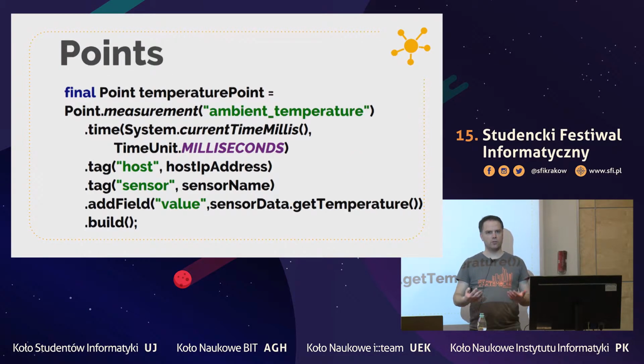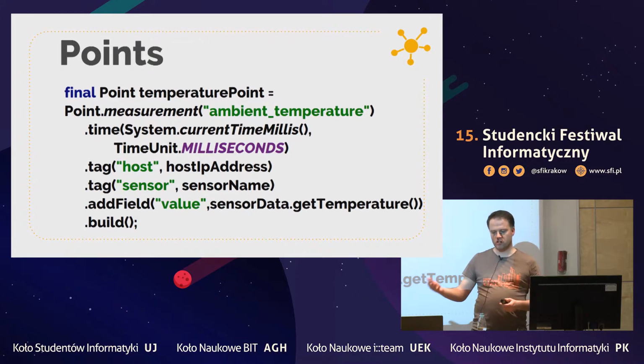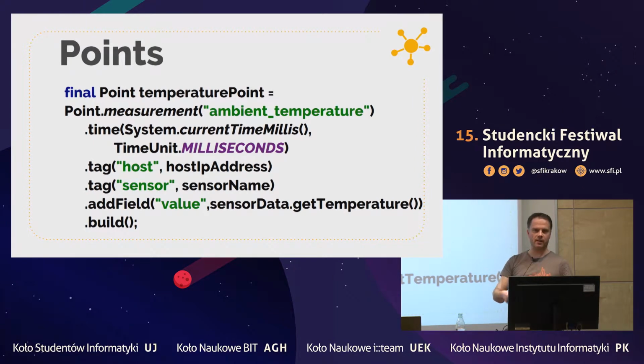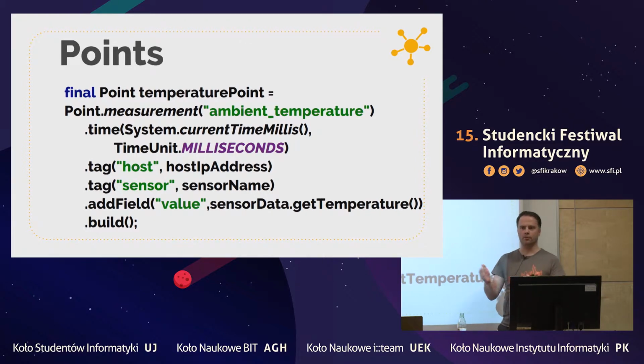To do that, we use the notion of points. A point is basically one measurement. So for a sensor, for instance, I could read the sensor data every 10 seconds. So every 10 seconds, I would have another point of measurement. And in that point, I specify some things. I specify the name of the measurement, in this case, the ambient temperature. I supply it with the current time in milliseconds, because it's a time series database. Everything is stored based on time.